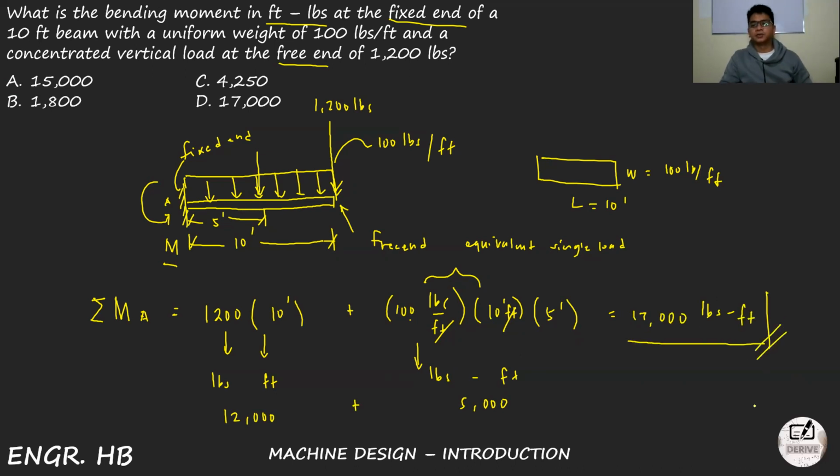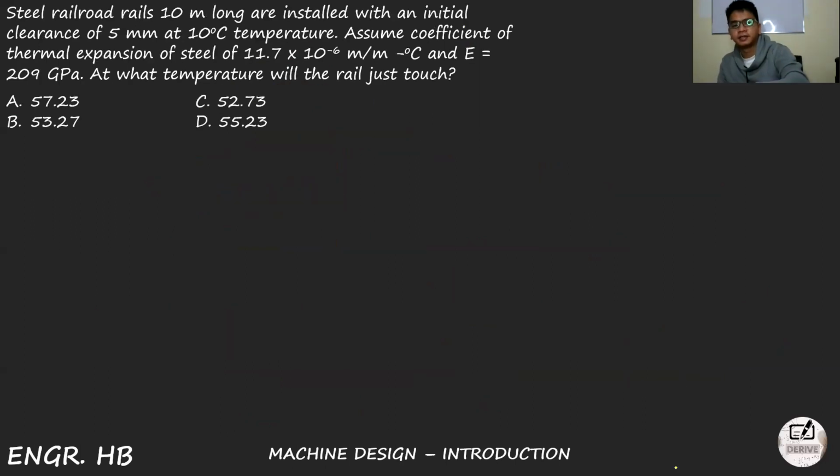Okay. So, meron tayong answer. So, ang answer saan malapit? So, ayun, meron tayong 17,000 sa letter D. Okay, so nakatatlo na tayo, guys. So, pang-apat naman.